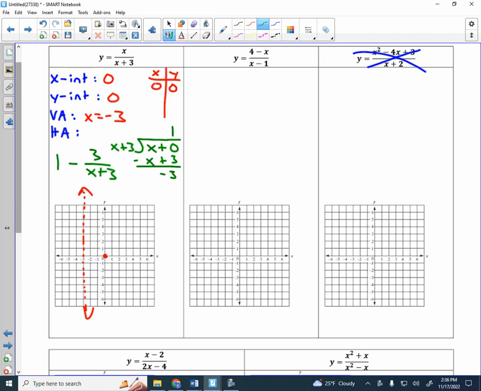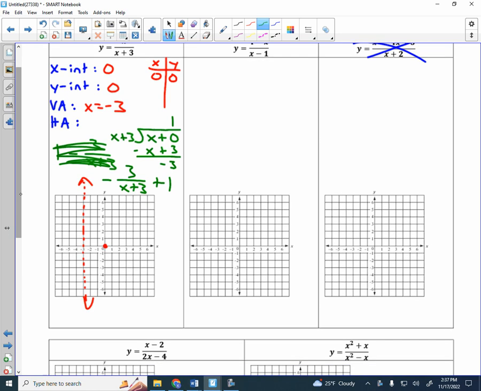Okay, once we have that, just notice that this is the same thing as -3 over x plus 3, plus 1. That looks like something you could graph, doesn't it? Doesn't that look like what we started with on the previous page? When I divided them, I was able to get this vertical shift on the outside, this plus 1. So what is our horizontal asymptote? Y equals 1. So therefore, you know that it's going to go here.